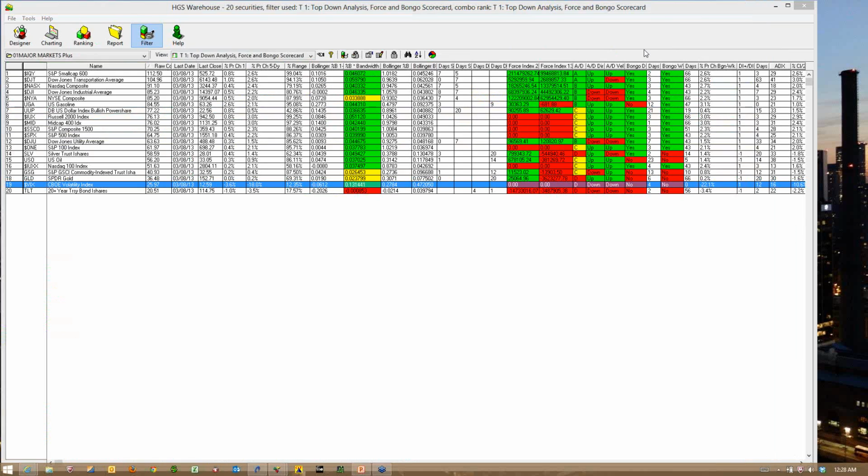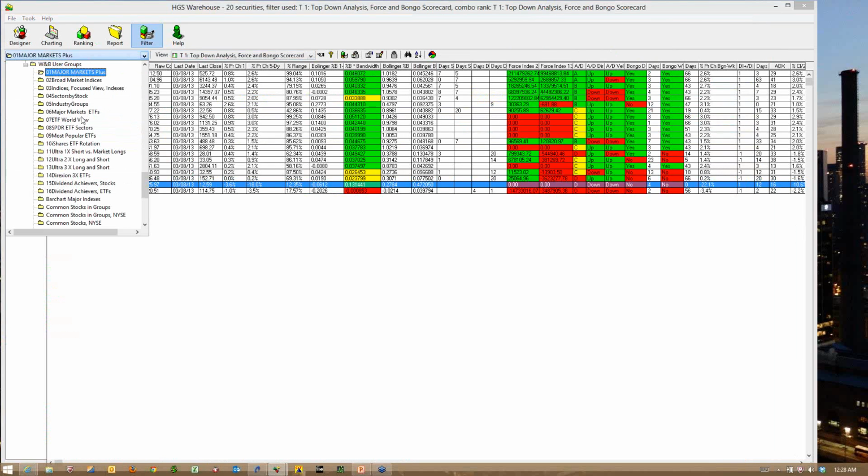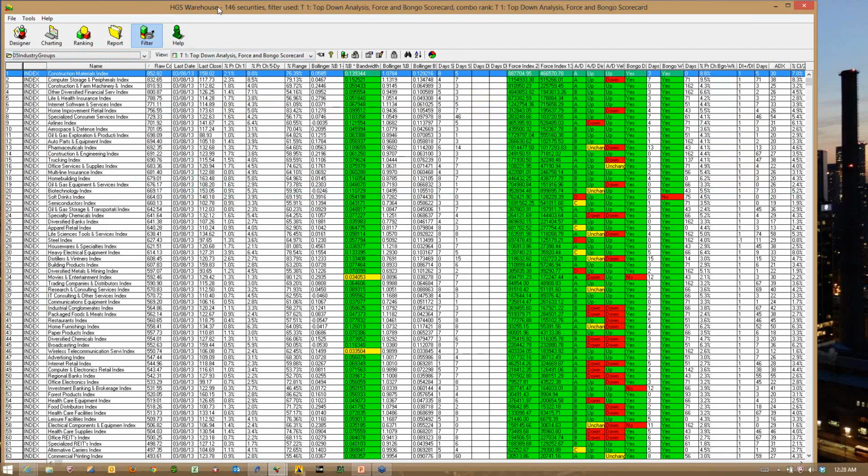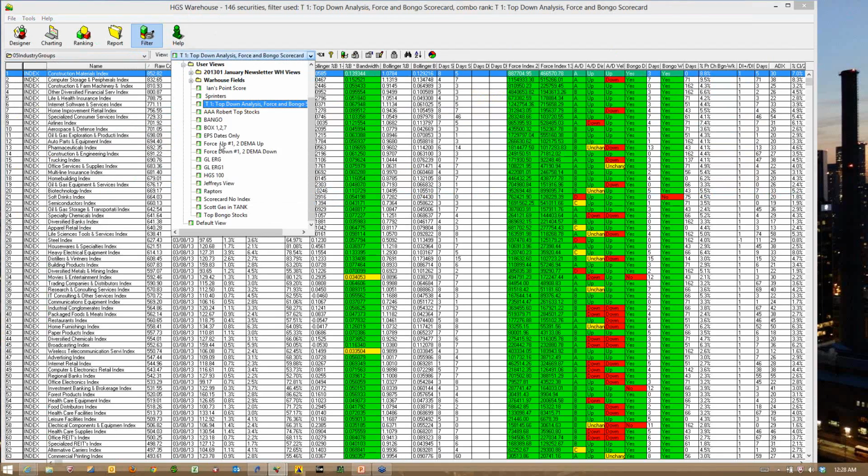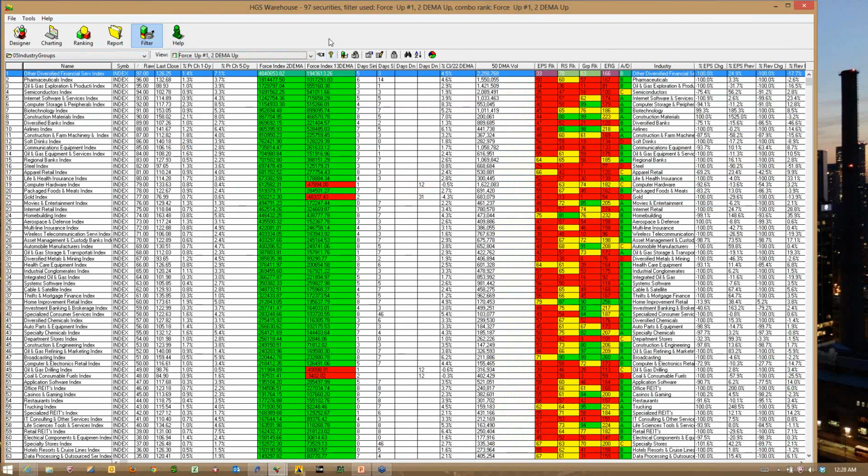All right, let's take a look at some industries and some sectors. Going to go down to industry groups. And as you can see, there's 146 groups. I'm going to go down to 2-day force up, and you can see that the majority of them, 97, are in this category. This is much higher than it's been over the last couple of weeks, and it's also a very bullish sign. Let's take a quick look at what's sitting in here, and we'll take a look at a couple of these to see if there's anything interesting.